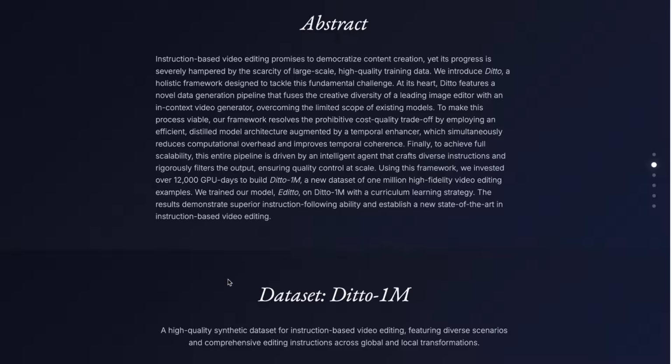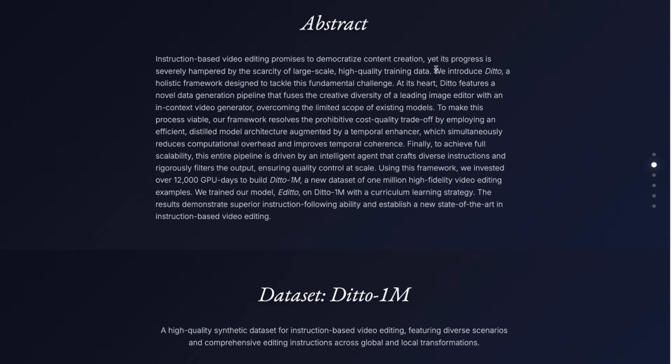This massive new dataset called Ditto 1M is basically the heart of this project. Researchers invested over 12,000 GPU days to create a collection of 1 million high-fidelity video editing examples. This isn't just a random collection of clips. It's a meticulously crafted dataset designed to teach an AI the nuances of video editing. So, the question is, how did they do it? How did they create this dataset?